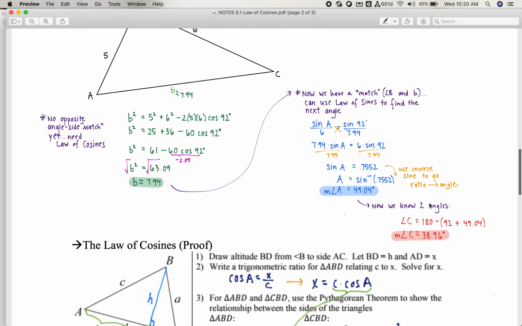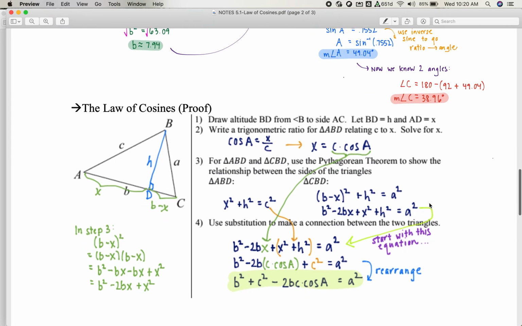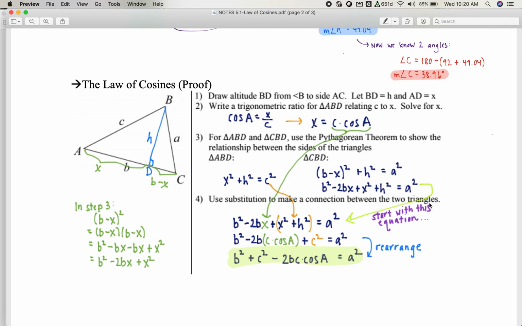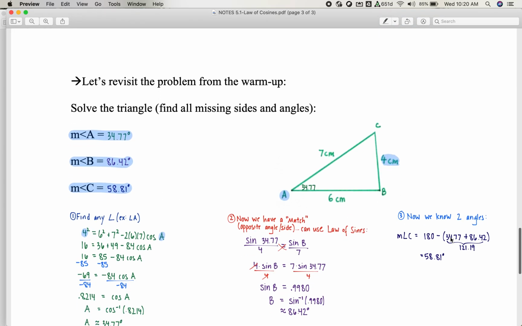Okay, again, for those of you interested in why this works, if you don't want to just trust this crazy looking formula, the notes that I'm providing do offer a proof for you. And so if you're interested, take a look at this, check in with me if you'd like to understand more deeply why law of cosines works. Okay, let's get back to that warm-up problem though.